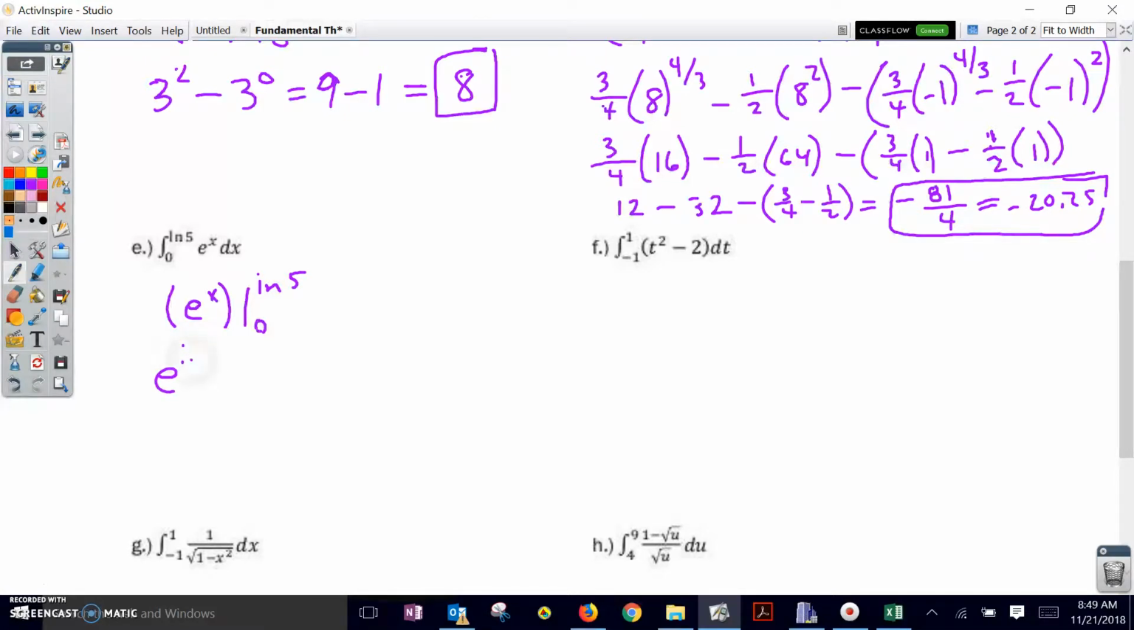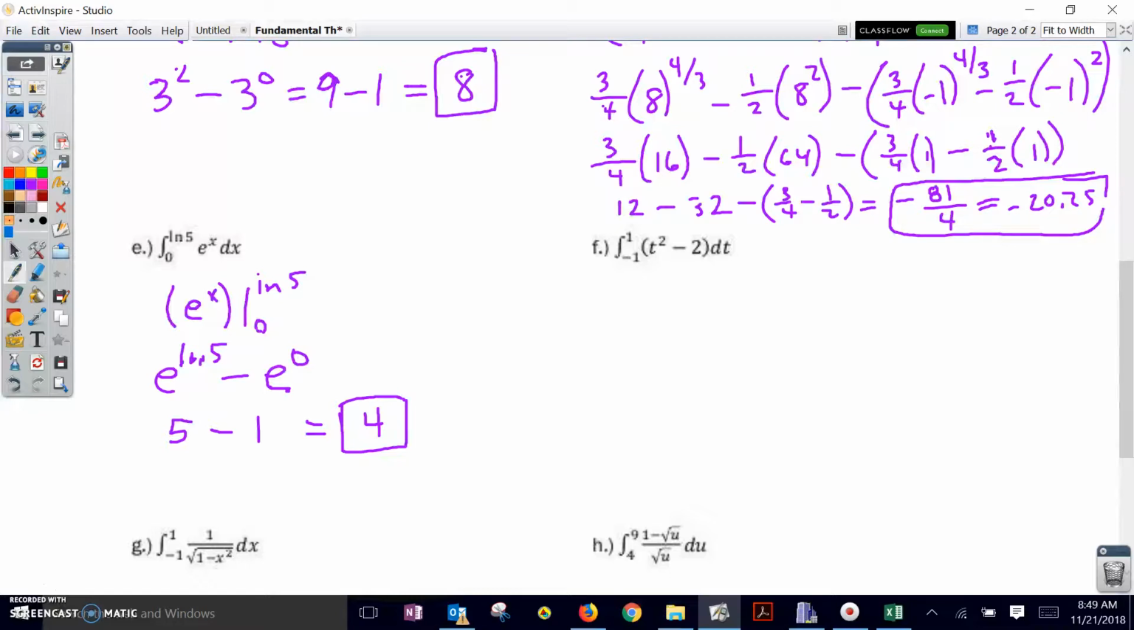So we've got e to the natural log of 5 minus e to the 0. And e to the natural log of 5 is going to be 5. And e to the 0 is 1. And so our value here is 4.